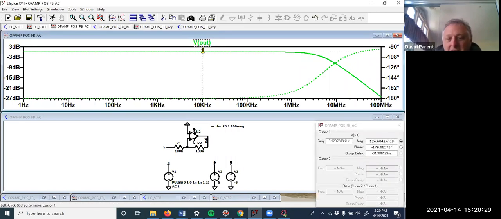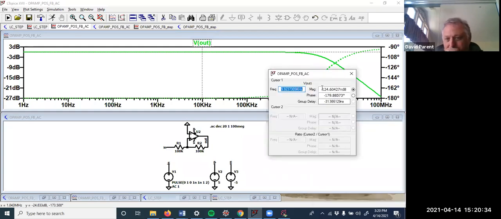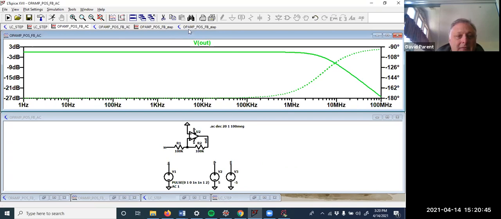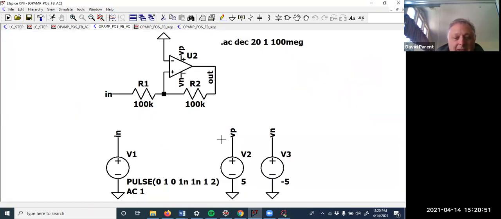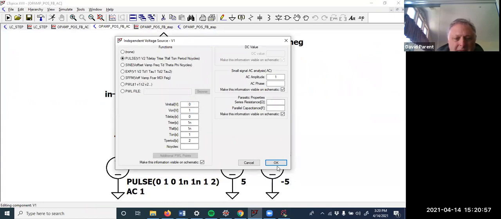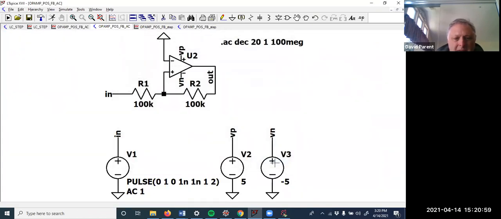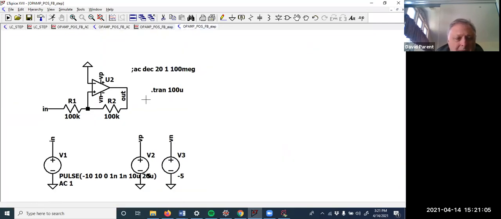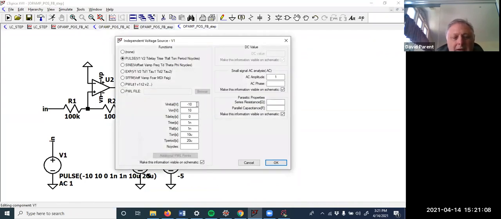So it seems like it's working, right? If I click over here, 124 nano dB is effectively 0 dB. All right, well, that looks good. Hey, I'm a great inventor. All right, so let's do the step response. I just need to change this a little bit. There's a step.